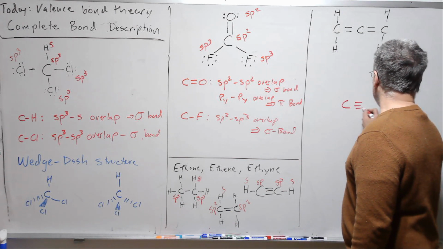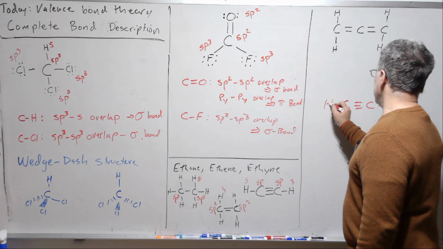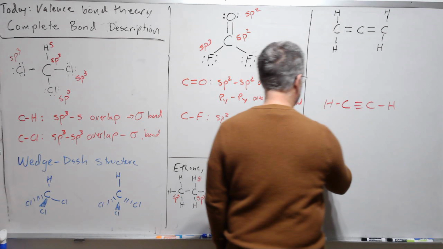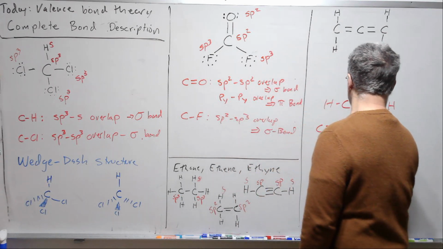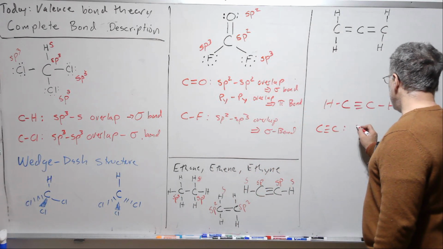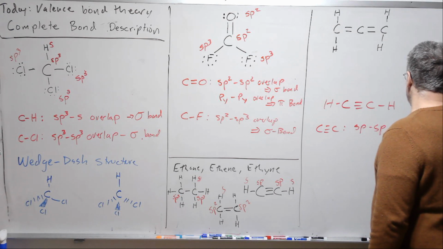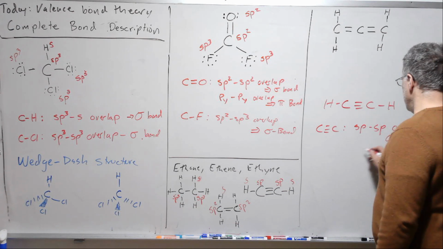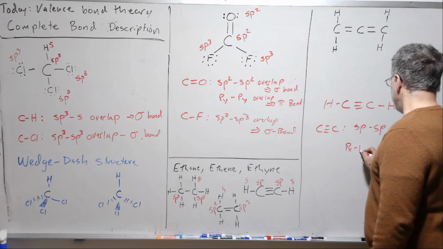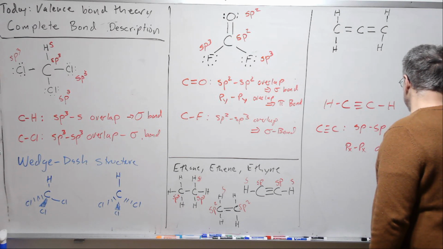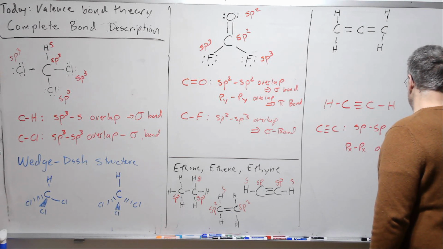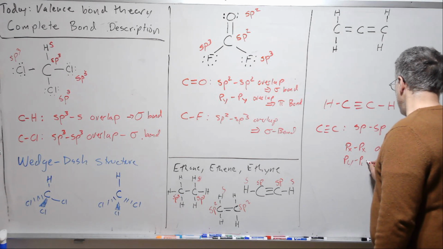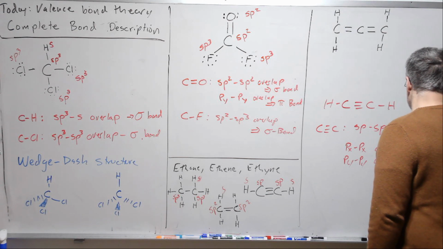Draw the wedge dash diagram. Well, again, they're all going to lie in a plane. In fact, they all lie in a line. Complete bond description. C is going to be sp overlap to give a sigma bond. We're going to have a px overlap to give a pi bond, and a py overlap to give a pi bond.